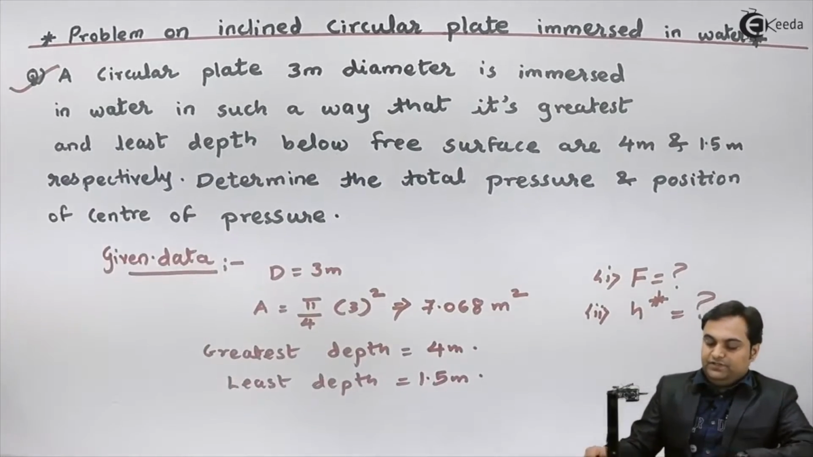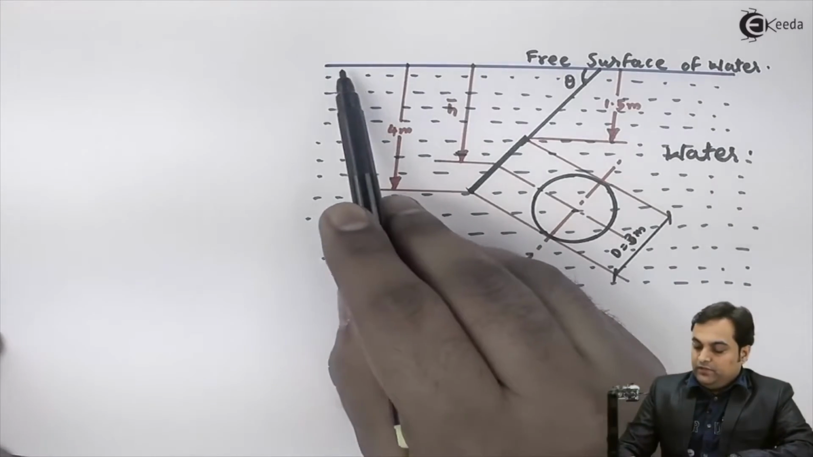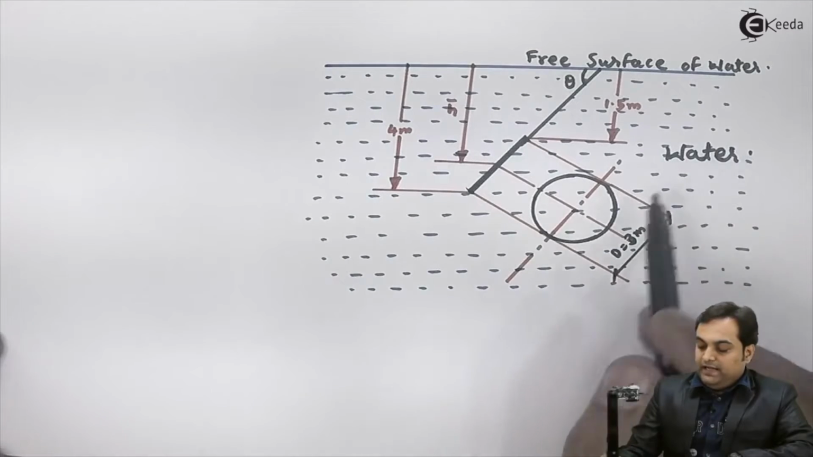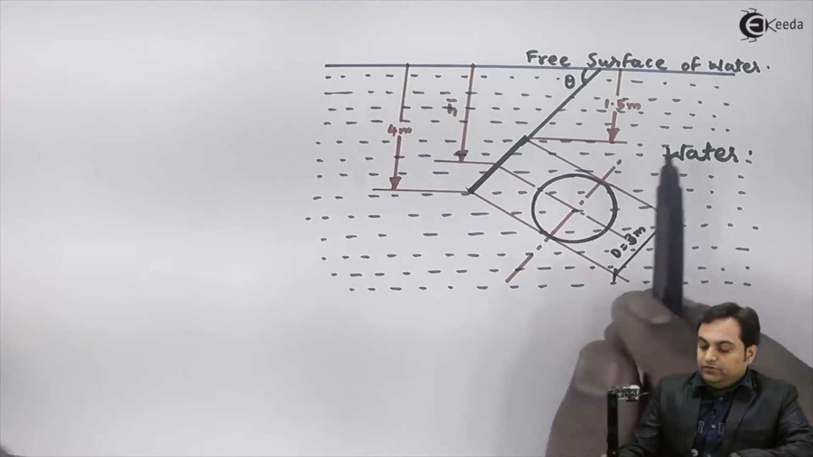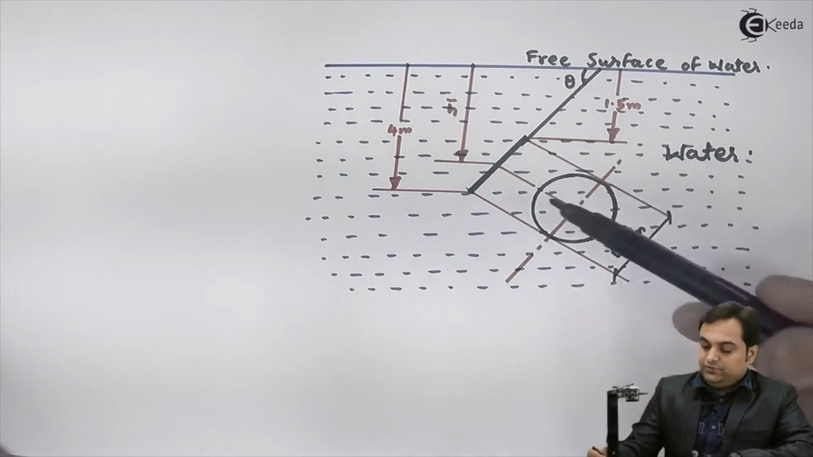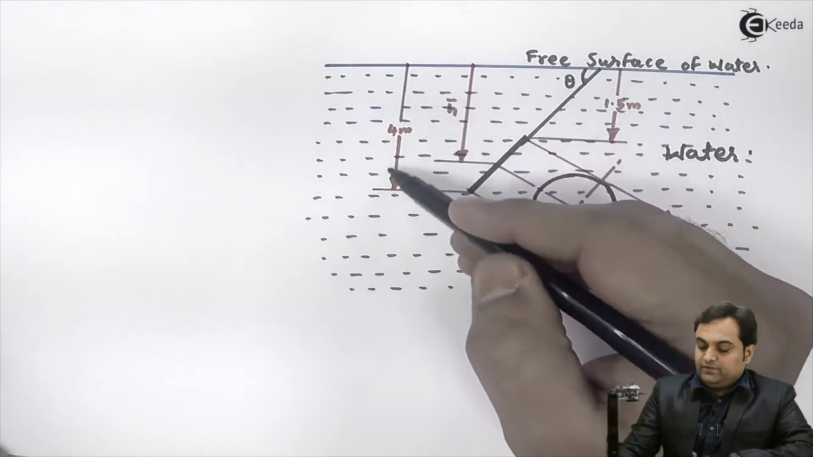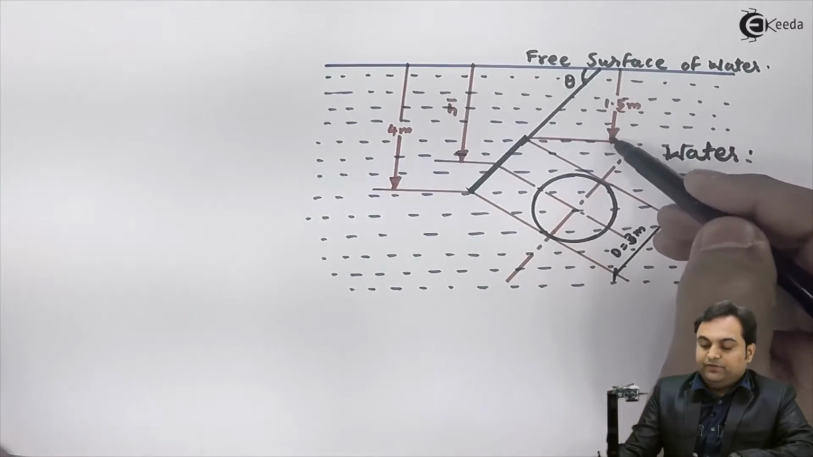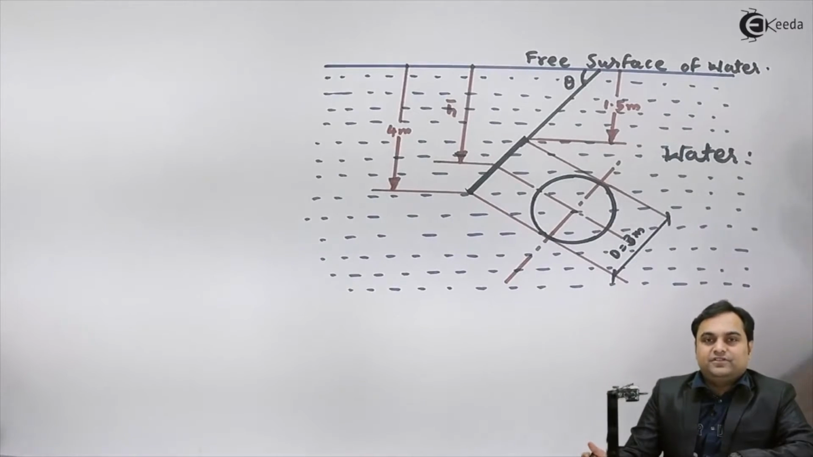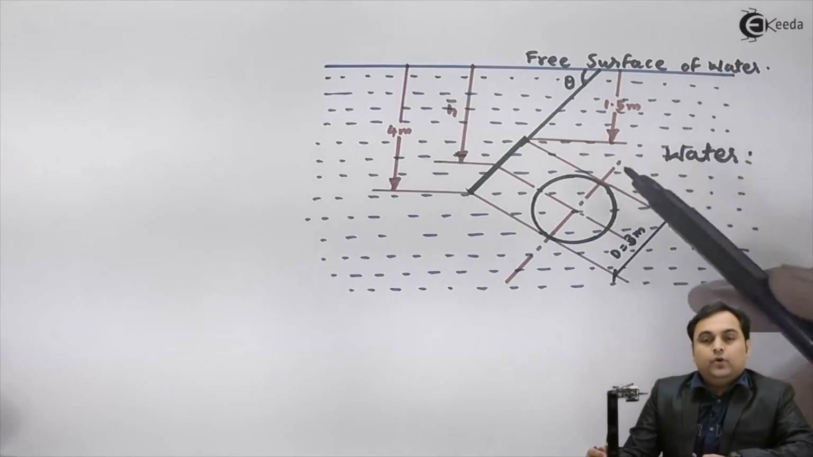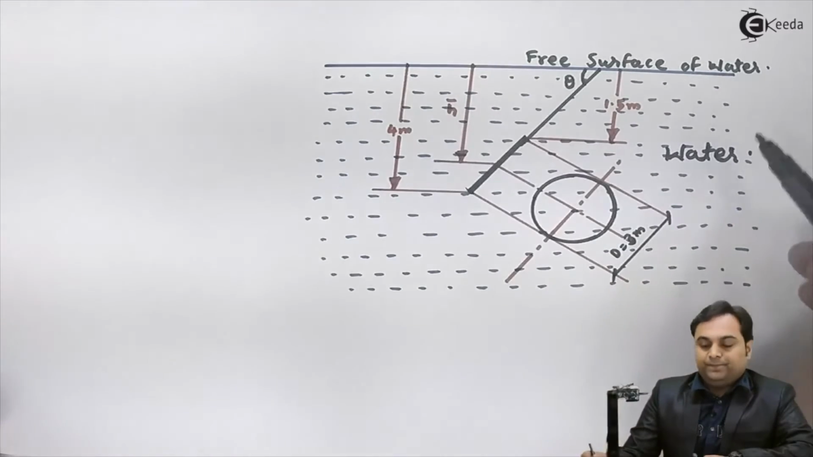And for that purpose, here I have already drawn the diagram. I'll explain what I have done here. Since we have liquid as water, and in that we have a circular plate whose diameter is 3 meter, which is immersed. Now the greatest depth, it was given as 4 meters. So here the circular plane, it means it is inclined. Greatest depth is 4 meter and least depth is 1.5 meter from the free surface of water. This free surface acts as a reference. From this free surface we are measuring the distances. So least depth is 1.5, greatest depth is 4 meter.